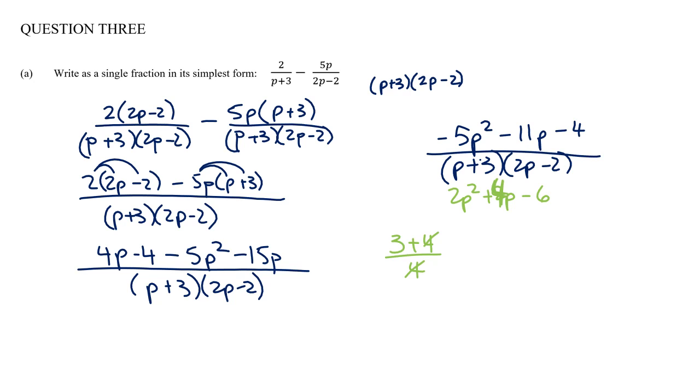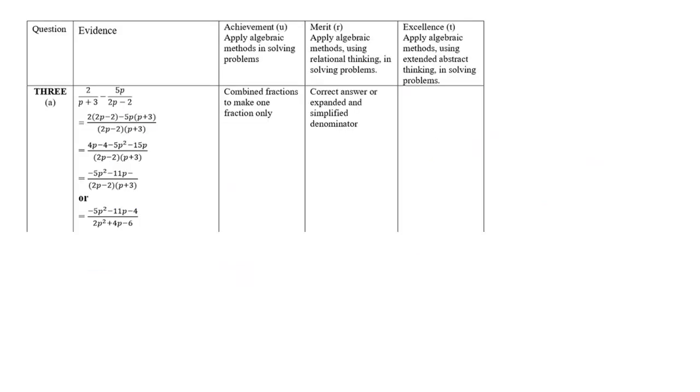Looking at the marking schedule there, if you combine to make one fraction only, there's your achieve tick. Getting down to one of these two answers is your merit tick. Seems achievable, eh? Yep. Next one.